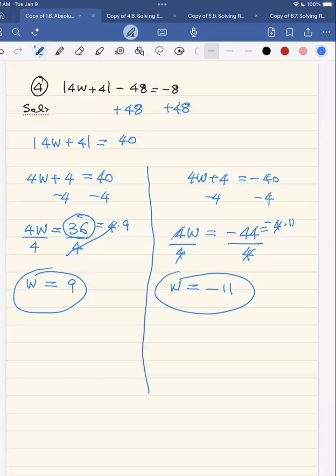If you're not sure about correctness, then you can directly plug in 9 in the original equation and negative 11 in the original equation and go through the calculation and verify whether the equality with those numbers holds or not.